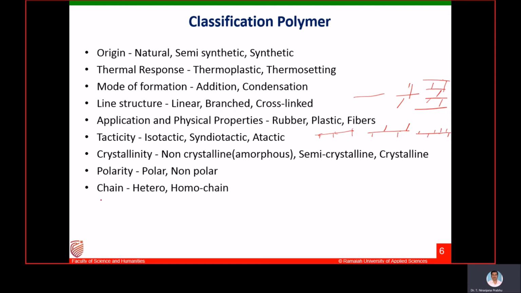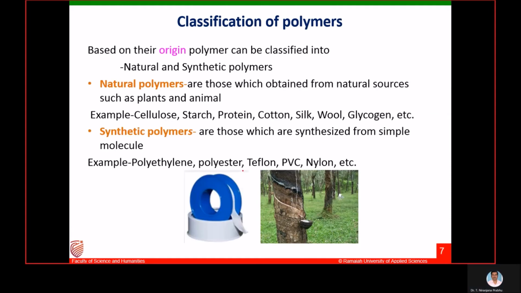Then whether a polymer chain has the same monomer or different monomers. Depending on that, homo chain and hetero chain polymers are classified. So like this, we can give several classifications for polymers based on different aspects. Look at the examples for these classifications.